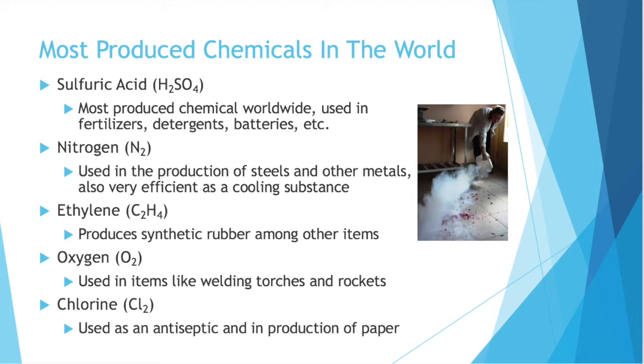Oxygen, O2, just like nitrogen was N2. This is used in items like welding torches and rockets. If you want to go to space, you're probably going to use oxygen. Chlorine, that's Cl2, used as an antiseptic and in the production of paper, among other things. If you ever swam in a public pool, chlorine's involved.